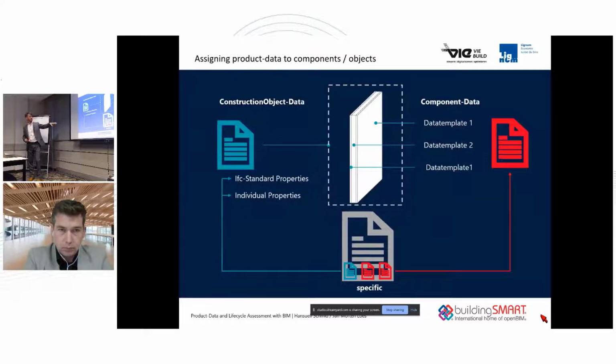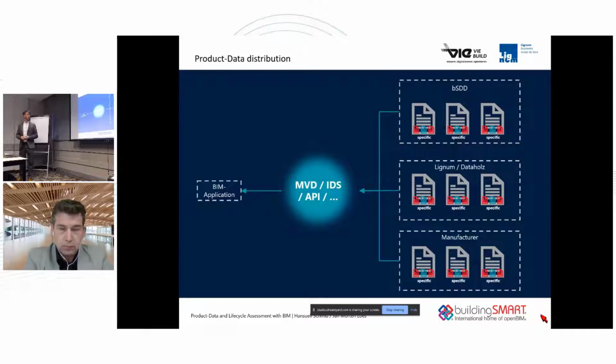Find the right data which belongs to the components and the data that belongs to the construction object or to the IFC building element. And it does not matter where we host the data sheets. I heard, meanwhile, that it's not possible to host values on BSD, so forget the first part, but we can distribute it from platforms like Data or Data House in Austria, or from manufacturer sites.